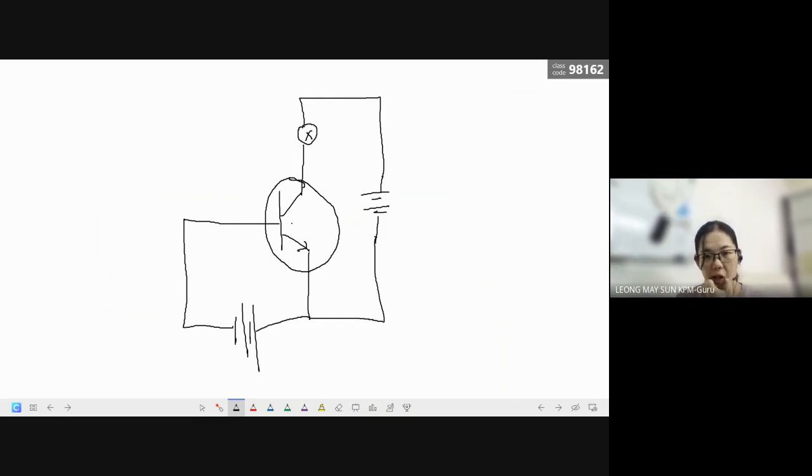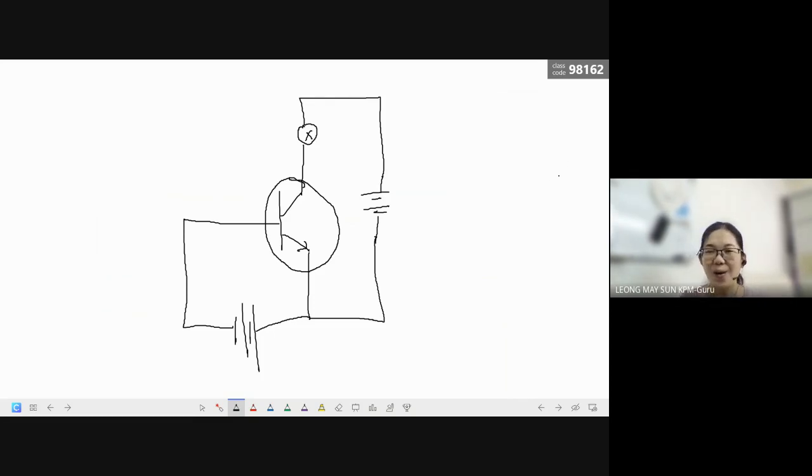Now, can you please answer me? Is this a PNP transistor or is this an NPN transistor that I've just drawn? PNP or NPN? Why PNP, Jairaj? Jairaj, what time did you come in?